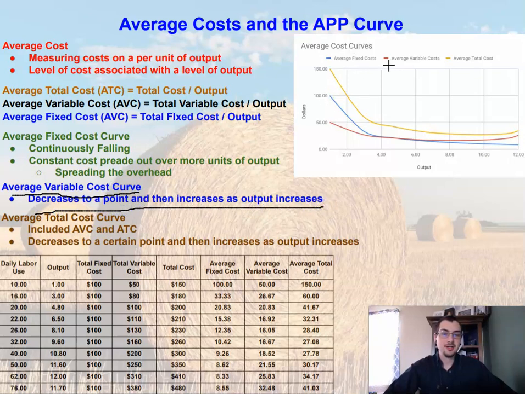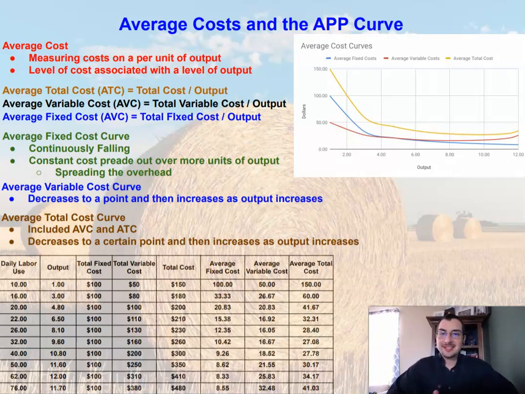So let's look at our average variable cost curve, which is this red line right here. We see that it's falling, and then it hits a minimum, and then it begins to go back up. Well, why is that? Why would our average variable cost curve decrease up to a point and then begin to increase? Well, that phenomenon actually has to do with the production function.